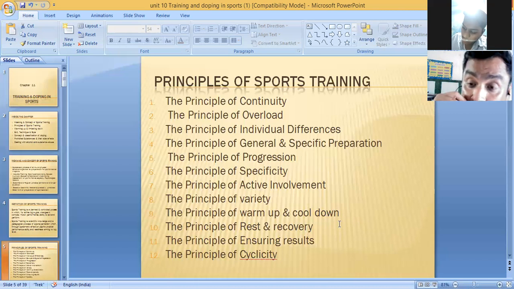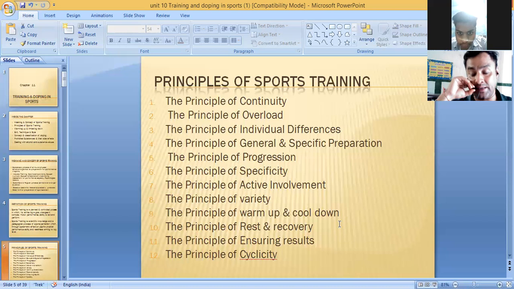After every training session, there should be a proper rest and sleep. Because if you do not get proper rest and recovery, your body will not recover. The tiredness will be on you, so you will not recover from the tiredness. If you do not rest, you will not be able to do training the next day. You may feel tired, you may feel exhausted. So there should be proper rest and sleep.